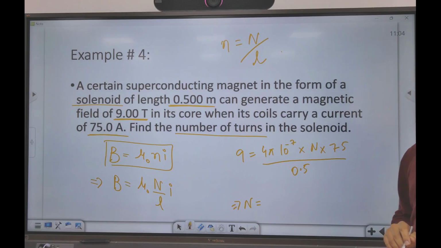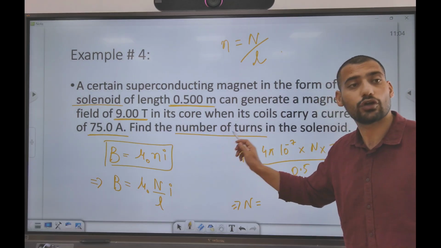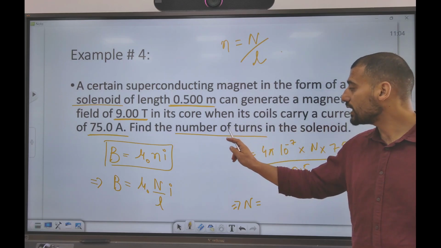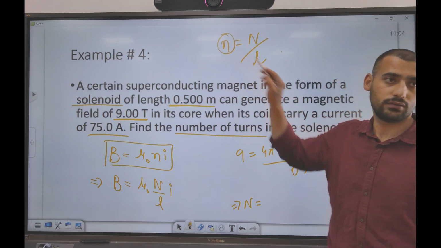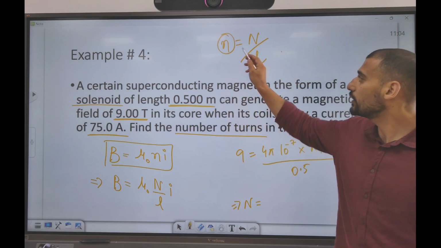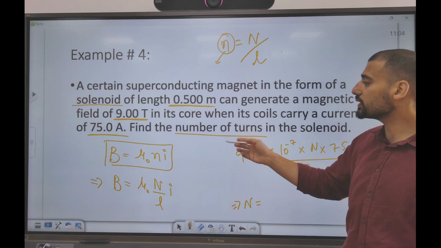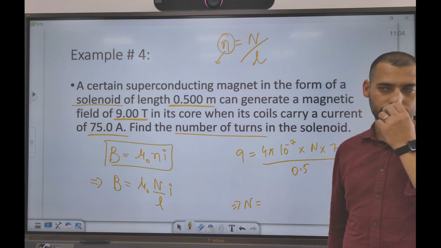You want the capital N or the small n? No, see, understand the question. The question is, find the number of turns. If he was asking number of turns per unit length, then we have to find small n. If he was asking us to find the turn density, then we have to find small n. But he is asking us to find the number of turns. Number of turns means total number of turns. Fine?